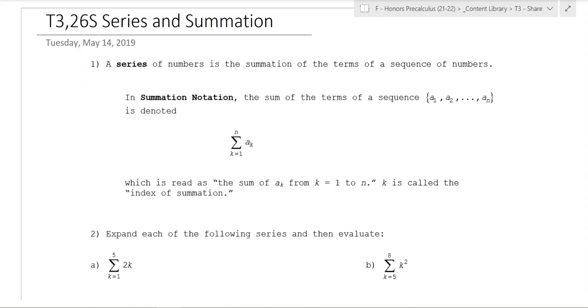Hello and welcome to T2 Day 26 of Honors Precalculus. Today we're going to talk about series and summation.